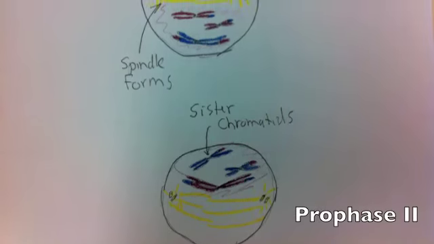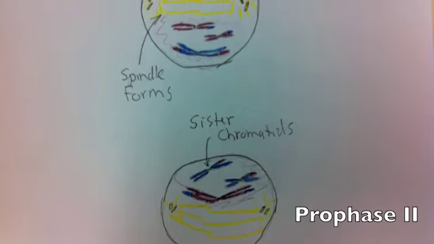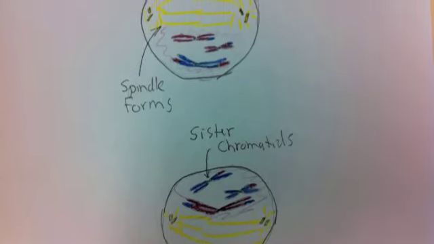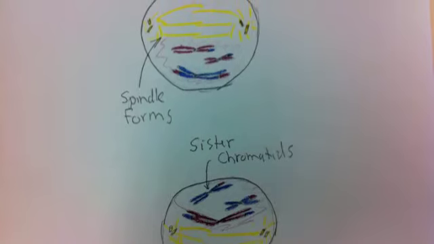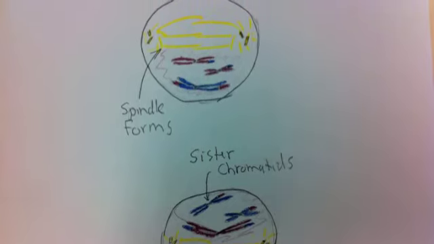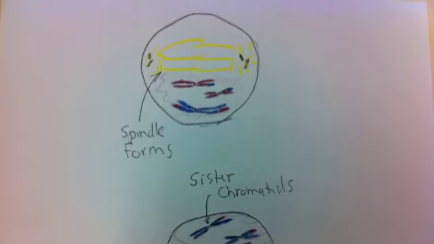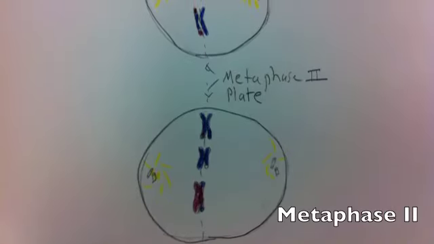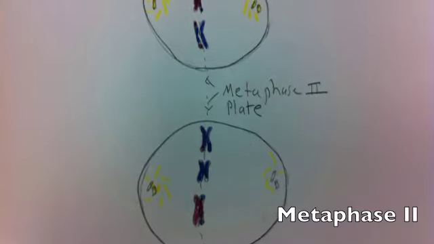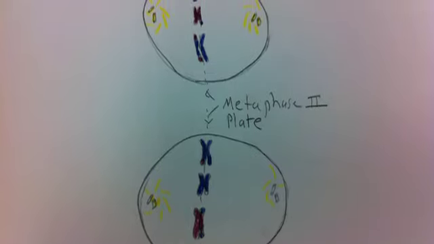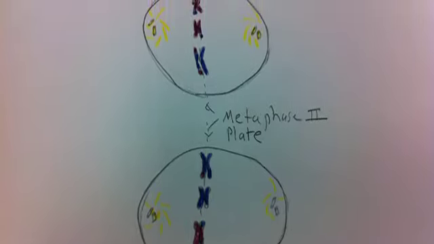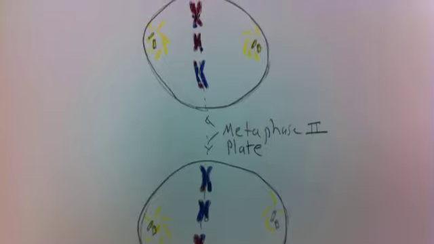Now the cell is in meiosis II. Note that no replication of the chromosomes occurs between meiosis I and meiosis II. In prophase II, a spindle forms, and the chromosomes, which are composed of two chromatids, move towards the metaphase II plate. In metaphase II, the sister chromatids are lined up along the metaphase II plate. Note that the chromatids are not genetically identical. The kinetochores are attached to the microtubules from opposite sides of the cell.